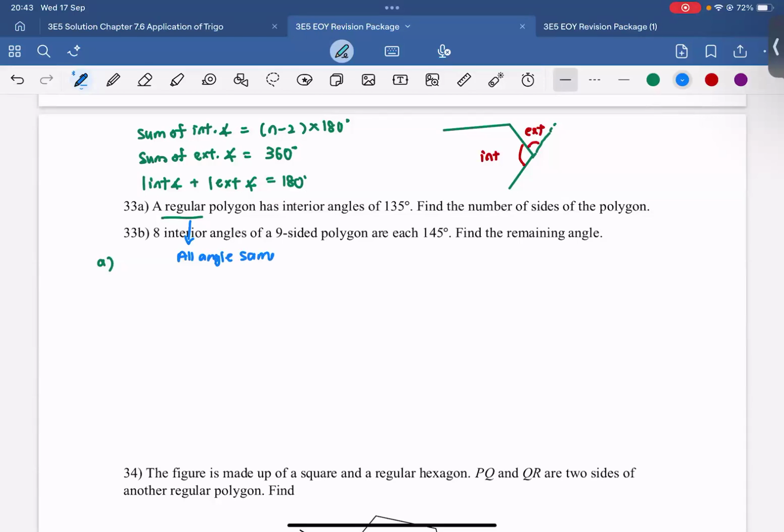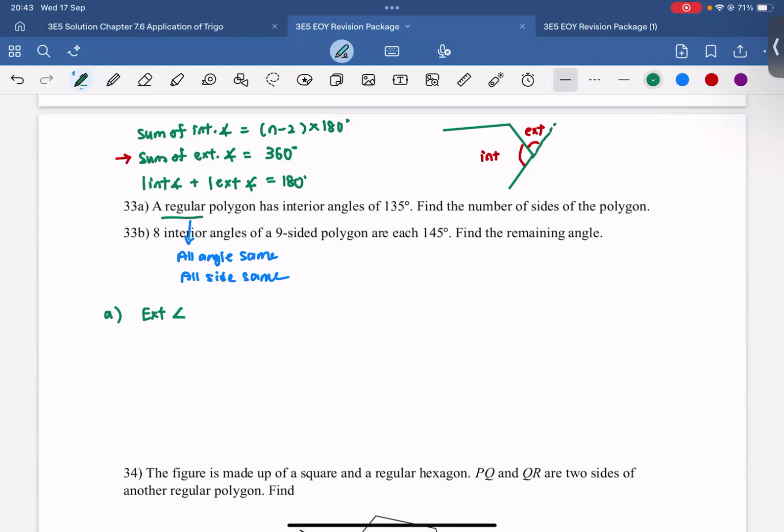All the sides the same length. Okay, so this is what a regular polygon means. Normally, when you don't know the number of sides, you will use the exterior angle. Why? The exterior angle is not affected by the number of sides. So if the interior angle is 135, then what's the exterior angle?